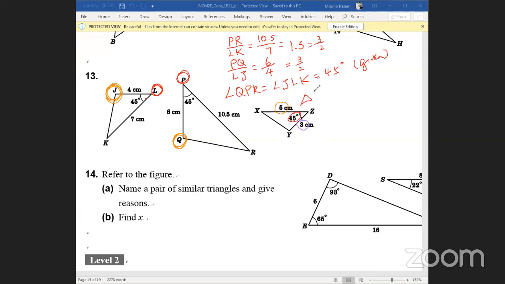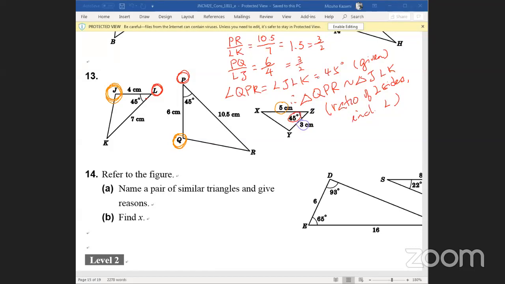And then therefore triangle QPR is similar to triangle JLK, right? And in this case, it will be the ratio of two sides, and then I have an included angle. This is the way you need to show your proof.